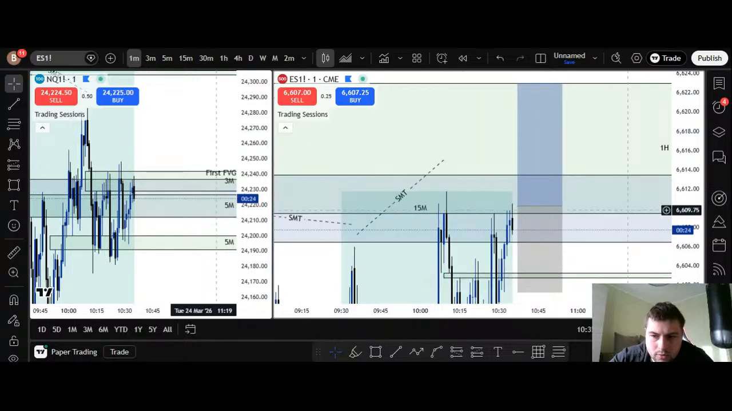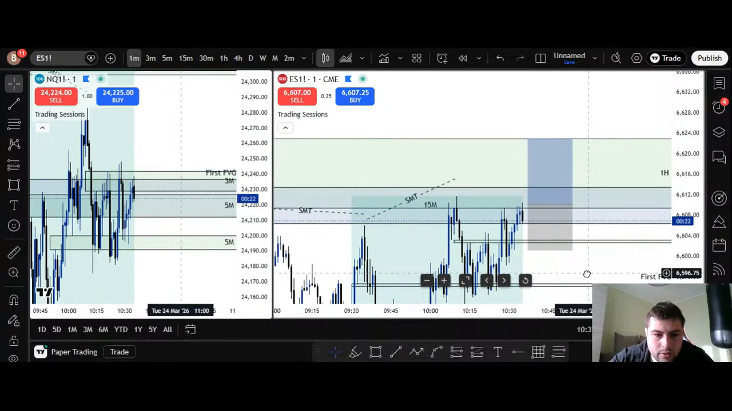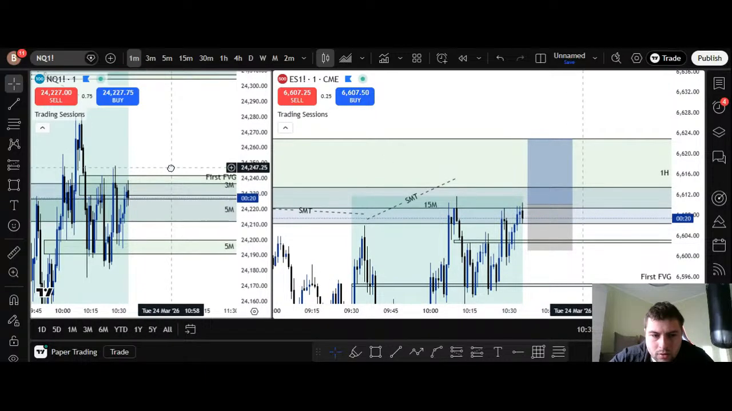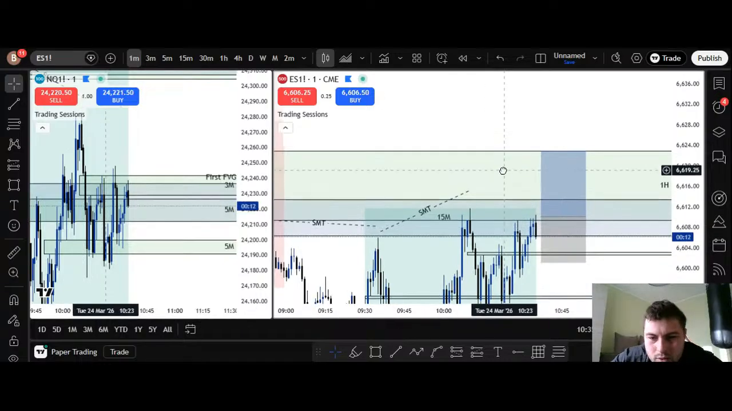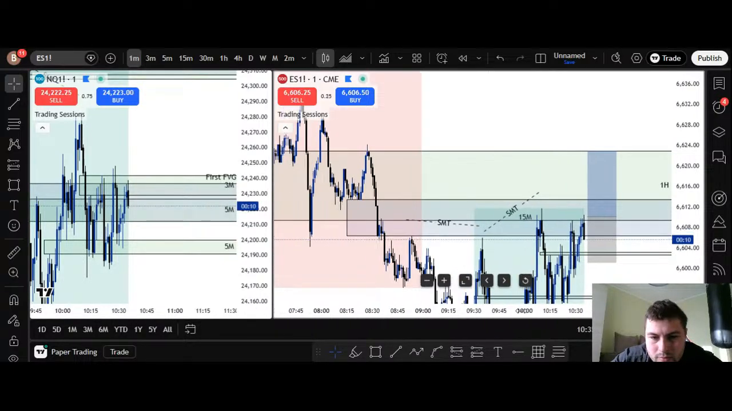But the reason I'm not entering yet is that I can see Nasdaq is failing to invert the first presented and 3 minutes fair value gap multiple times. It means that it's a really strong area. That's why I don't really want to risk so much.